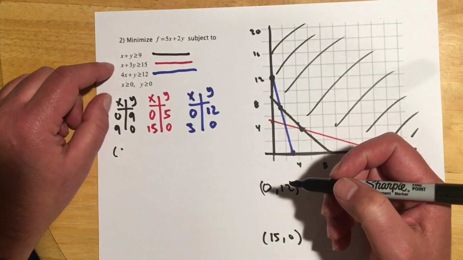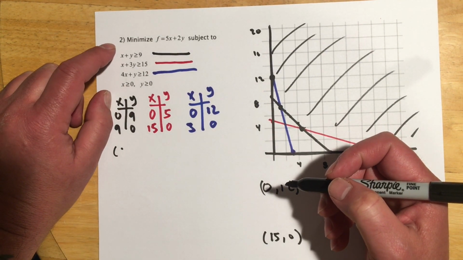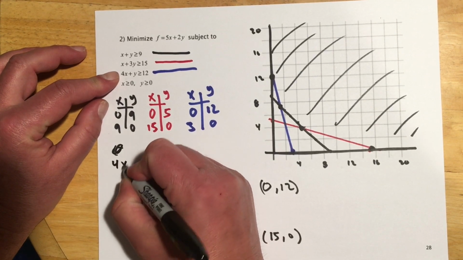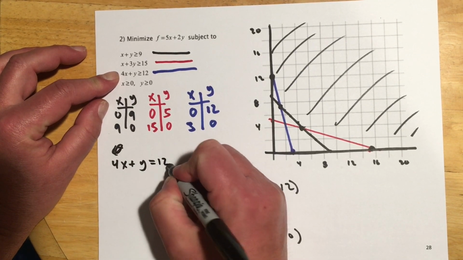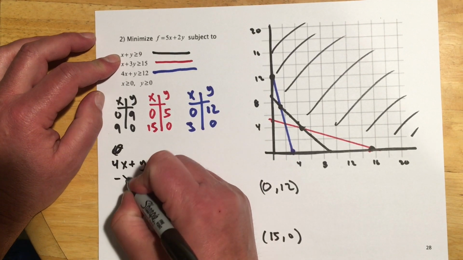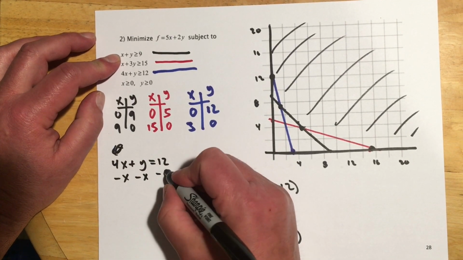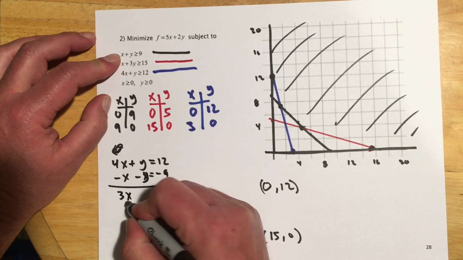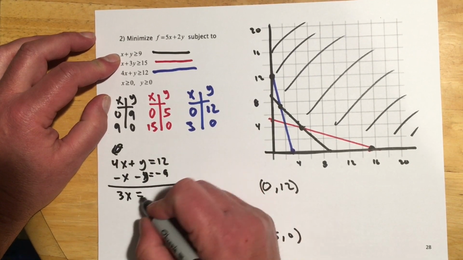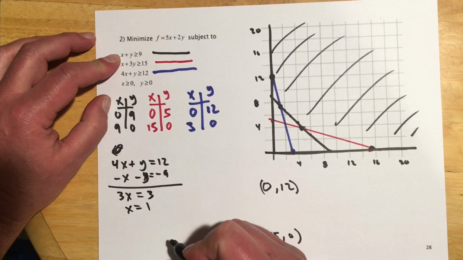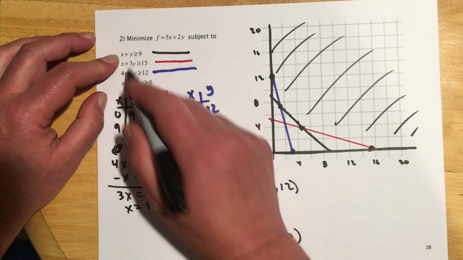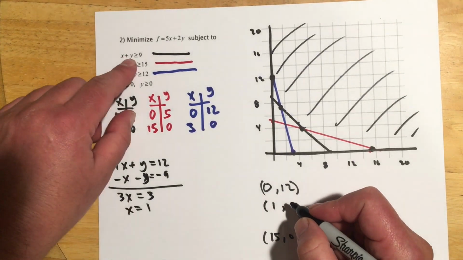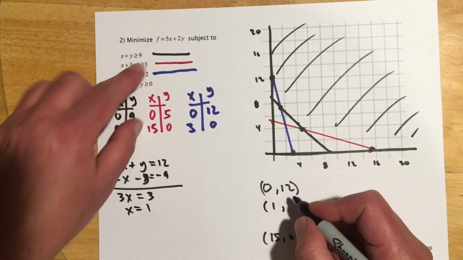If I solve the system, I could do the black one and the blue one together. So that will be 4x plus y equals 12, and I'll do the negative of this one. Oops, that should be a y. So then 3x equals 3, and x equals 1. And then plugging that back in, I get when x is 1, then the y would have to be 8, because 1 plus 8 makes 9.